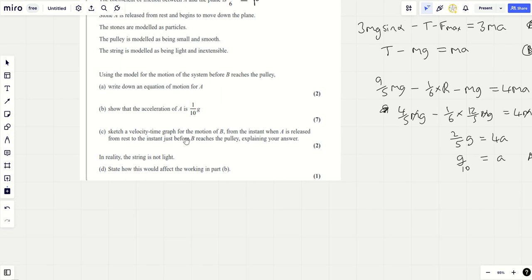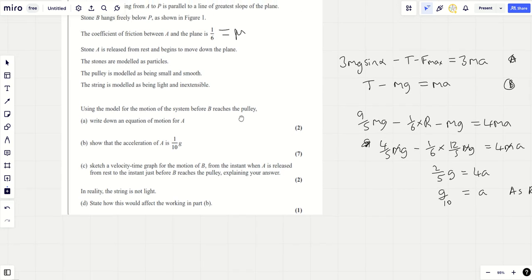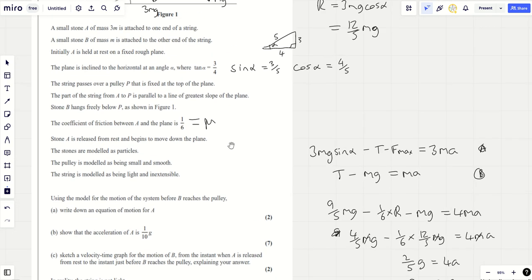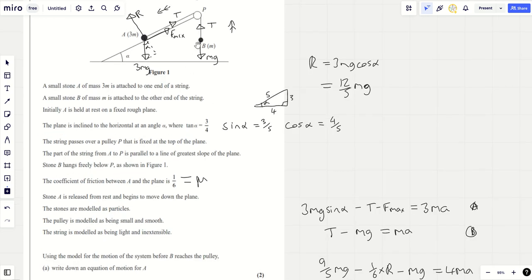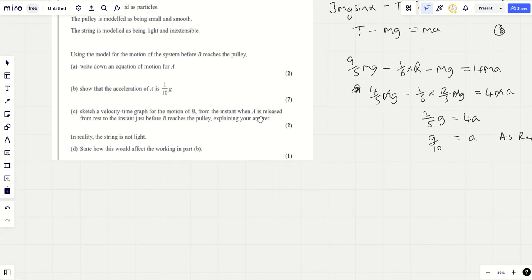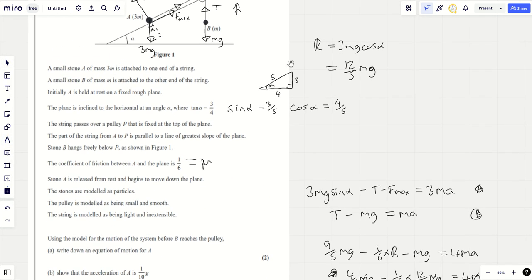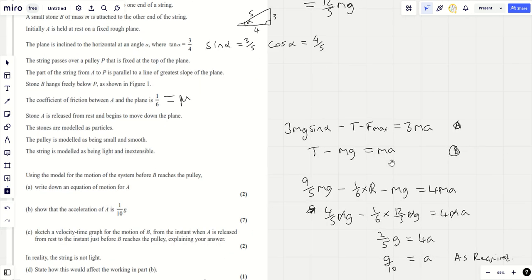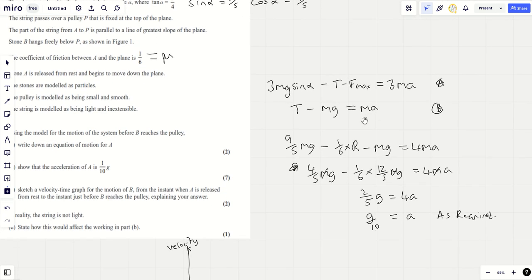Okay, sketch a velocity time graph for the motion of B from the instant when A is released to the instant just before B reaches the pulley. Explain your answer. So they want B going up. We want a velocity time graph for B. Okay, so if we're thinking about a velocity time graph for B, it's released from rest, so initial velocity is 0. And the other thing to note is it's under the action of a constant force, yeah? Namely, t minus mg.